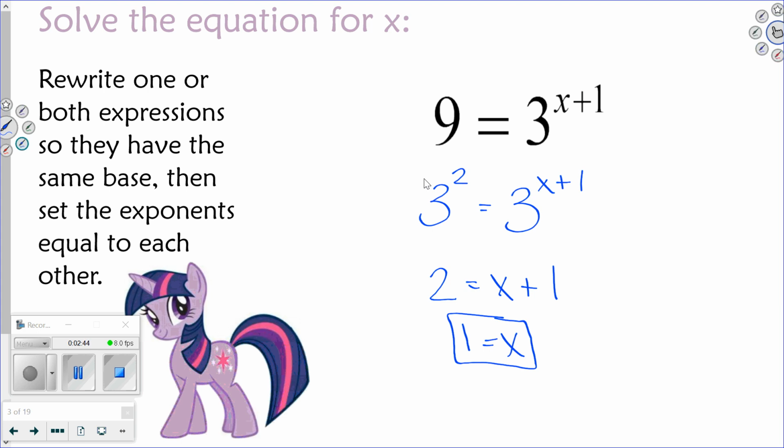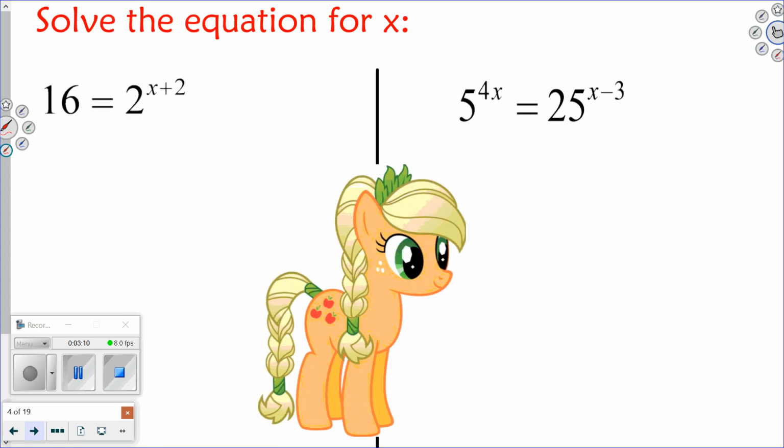Andrea. Yes, it was me setting this equal to that. Since the base numbers are the same, that means those need to be the same if we're going to say that they are equal to each other. Other questions? Okay. All right, so if I have 16 equals 2 to the x plus 2.